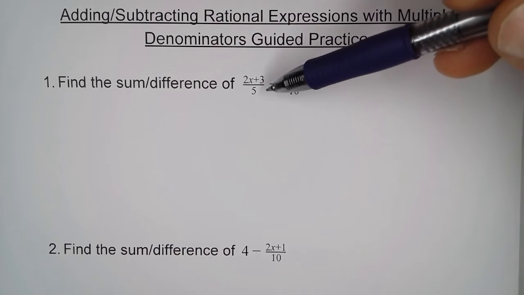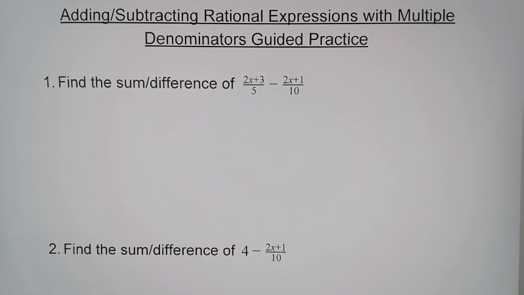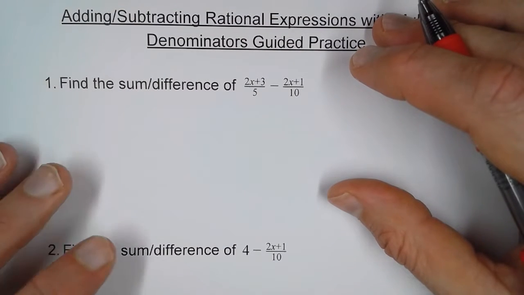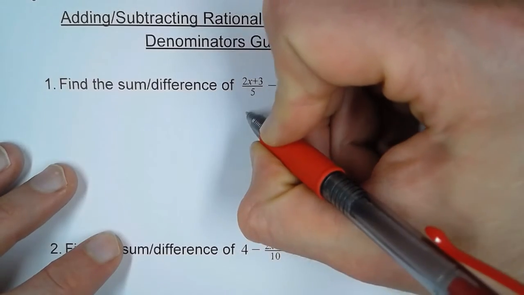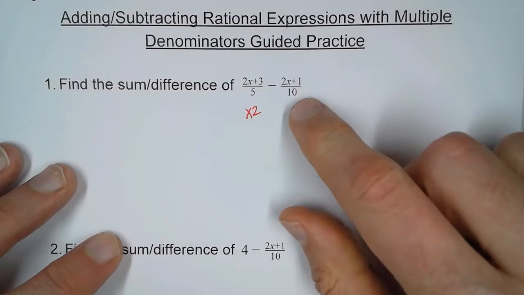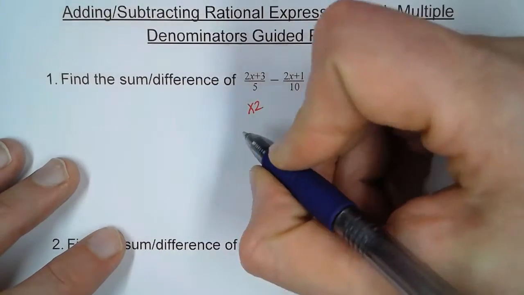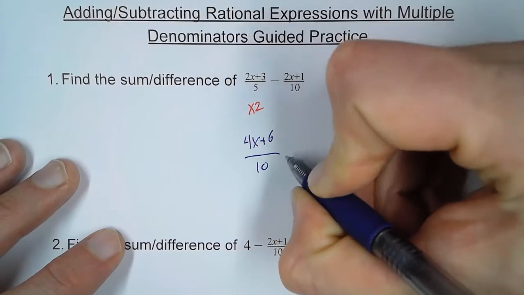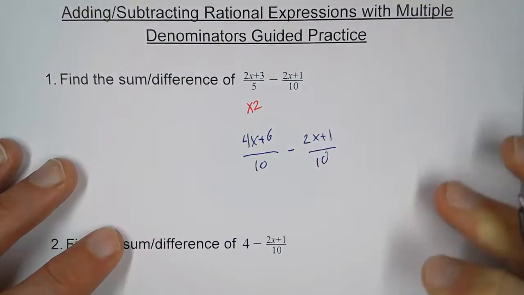So here in this first one, this denominator is 5, this denominator is 10. We need to make them equal, because that's how adding and subtracting works. They have to be adding or subtracting like things. So that means here we need to multiply this fraction, top and bottom, by 2, but we're going to leave this one alone. If we multiply this by 2 on the top, that's going to be (4x + 6)/10 minus (2x + 1)/10.